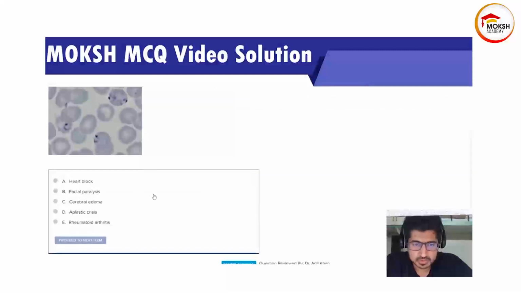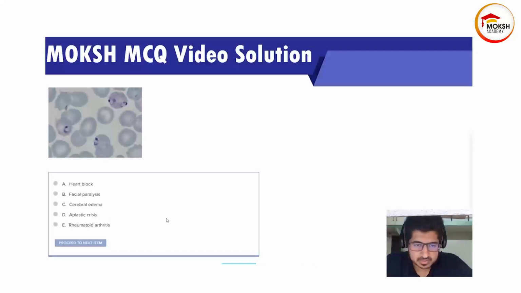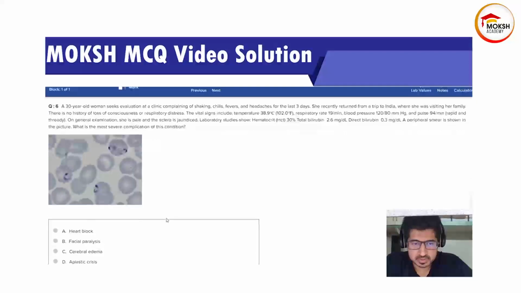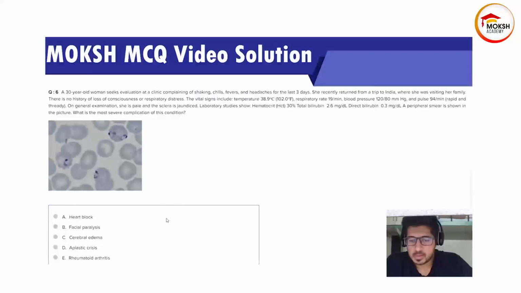So these are the options. Option A is heart block, B is facial paralysis, C is cerebral edema, D is aplastic crisis, and E is rheumatoid arthritis. This is the question. These are the options. Time starts now.